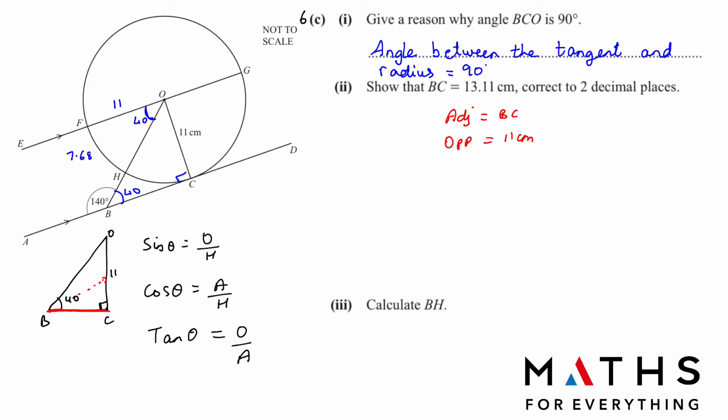So what does that tell us? We can use the trig identity of tan. We will write tan. Theta is the angle. So tan 40 is equal to opposite, which is 11, over adjacent, which is BC. We have to find BC, so BC has to be the subject. So we cross multiply. We write BC on the top and tan 40 in the denominator. We will get the answer 13.109. We have to round it to two decimal places. Same rule. If the number is 5 or more, we add 1 to the previous number. So that will give us 13.11. We proved it.